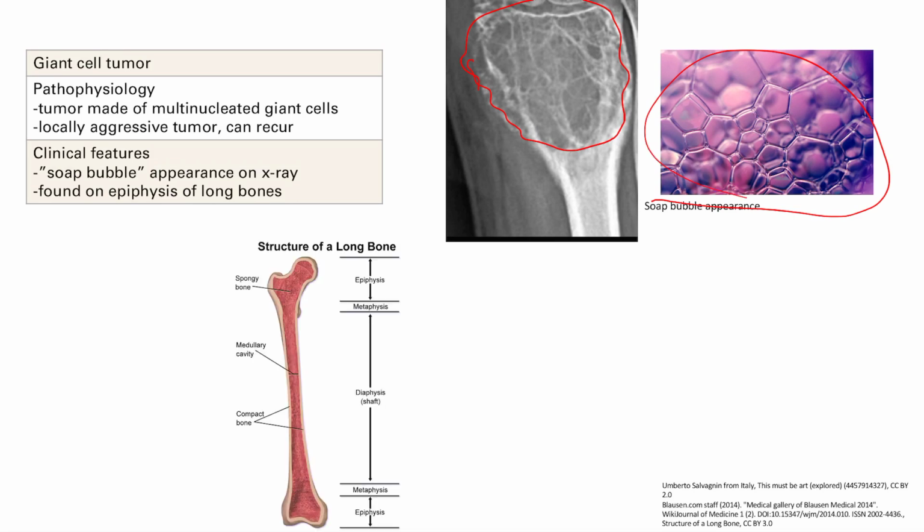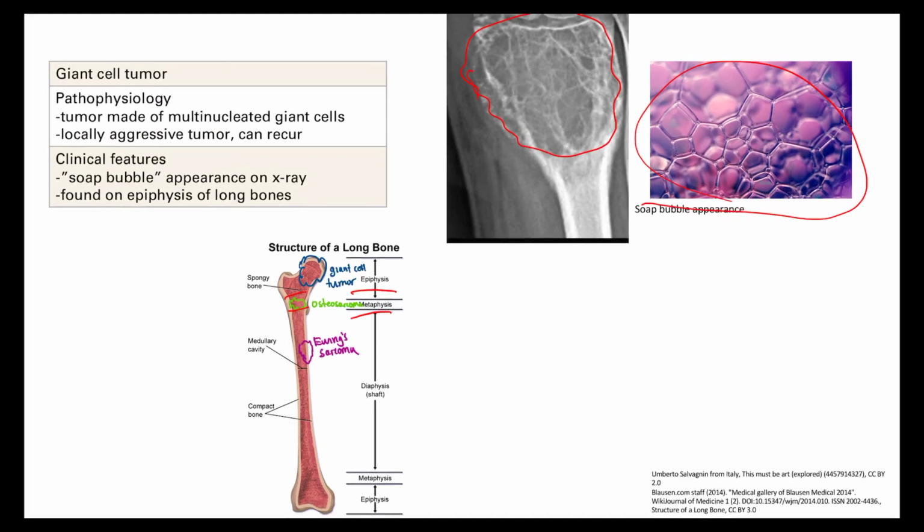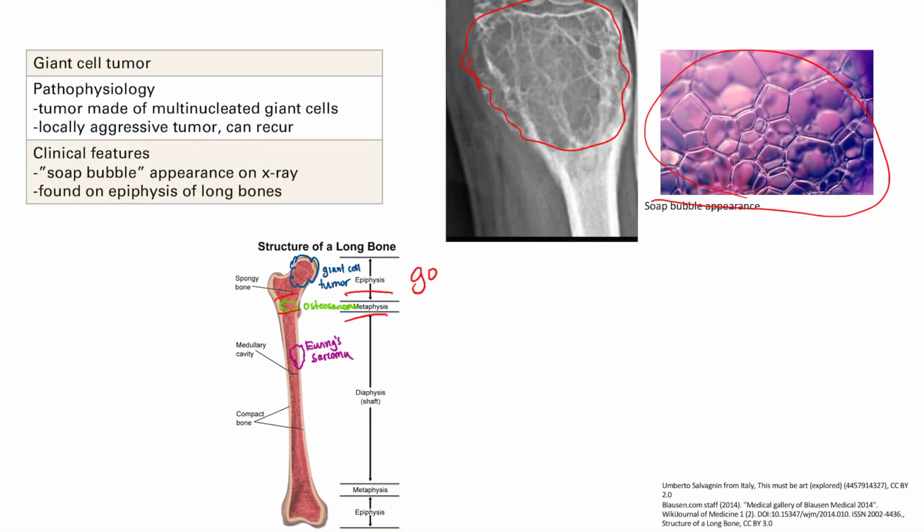So just so you have an idea what I'm talking about with epiphysis, metaphysis, and diaphysis, this is the epiphysis. Metaphysis is in between the diaphysis and the epiphysis. Remember, these are the locations we talked about. Giant cell, epiphysis. Osteosarcoma is metaphysis. Ewing sarcoma is diaphysis. I don't really have a good way to remember this, but you can go down the bone, and that's how you get it. You have giant cell tumor at the very top, you have osteosarcoma in the metaphysis, and you have Ewing sarcoma in the diaphysis. You go down as you go down the bone.